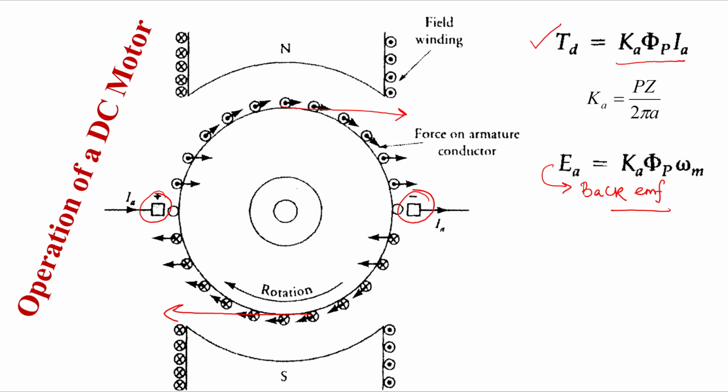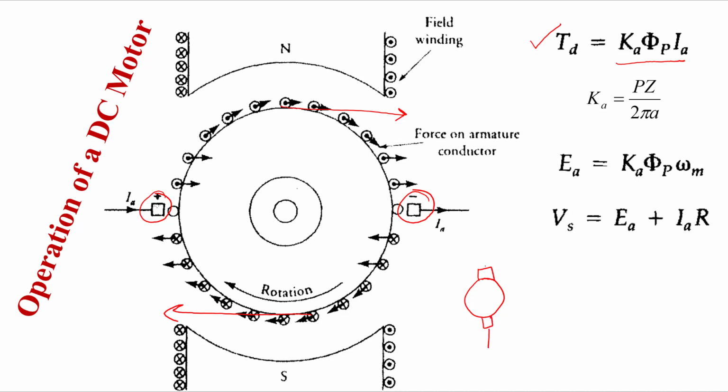In case of a generator it is known as generated EMF, but in case of a motor it is known as back EMF, because it is opposing the main voltage which is applied to the motor. Okay. And if you write the terminal equation, now let me draw the equivalent circuit of the motor.